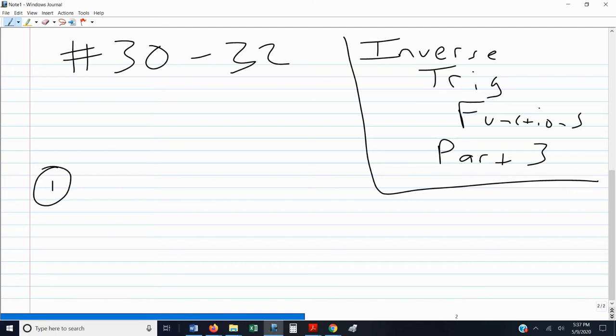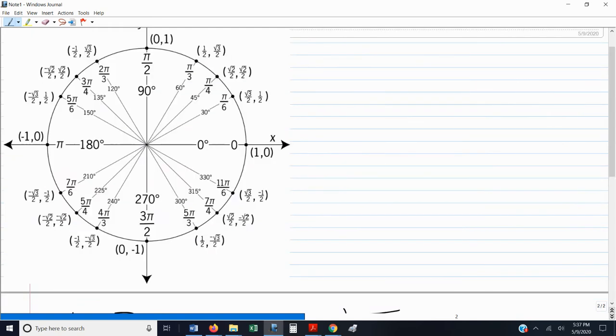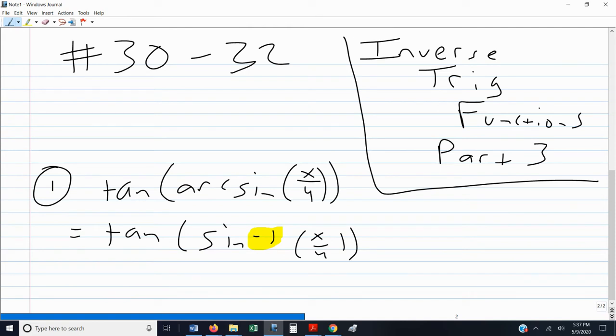So the first one is tangent of arc sine of x over 4. Okay, these are a little bit different than the ones we have been doing. First I'm going to just write in that arc sine is the inverse sine. So remember that when we see inverse, we're looking for what angle has a sine of x over 4. And if you look at the unit circle, you're not going to see a sine or a y value of x over 4. So we're actually not going to use the unit circle for these questions. We're going to make our own triangle.